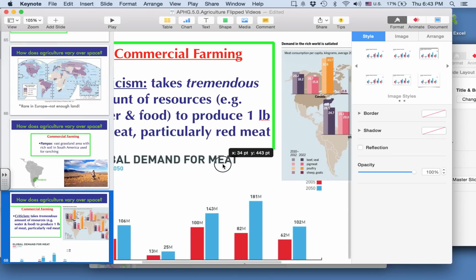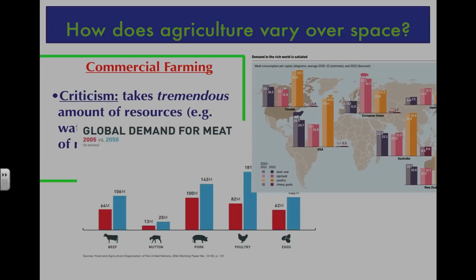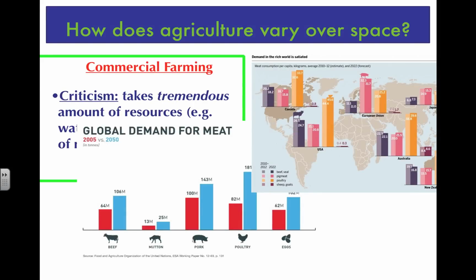There are some criticisms of ranching in particular. I'm actually going to stop this for a second so we can look at this chart right here. If you see here, the global demand for meat is rising. But generally speaking, you see here the global demand in 2005 versus the projected demand in 2050. The entire world is demanding more meat, and the entire world is eating more meat.